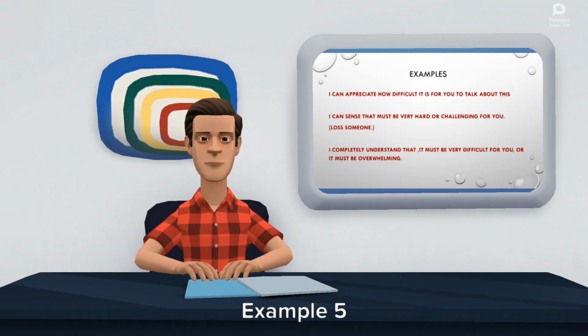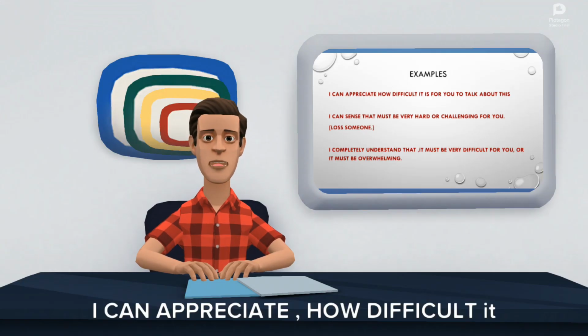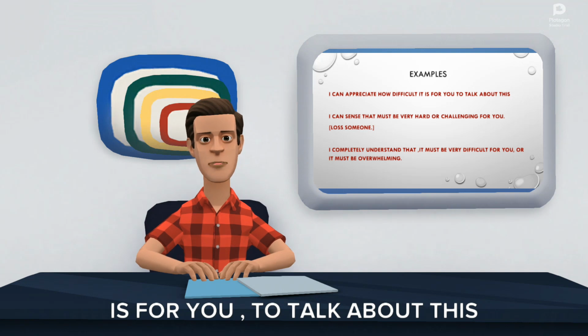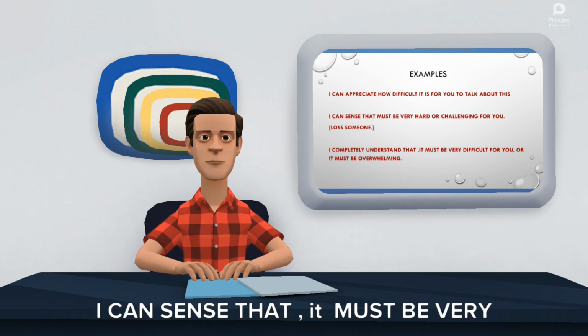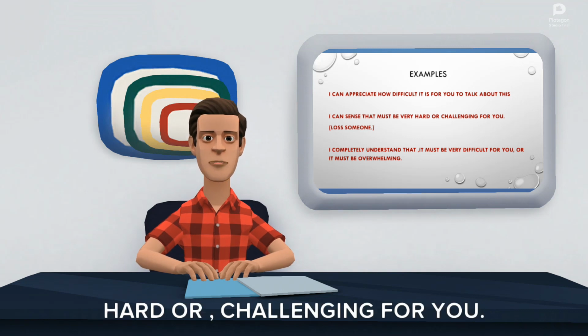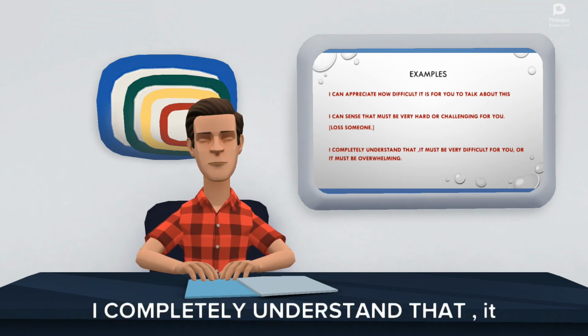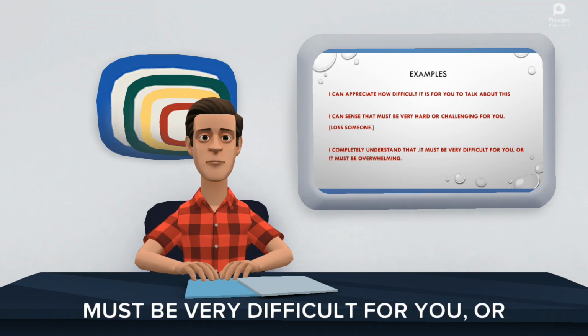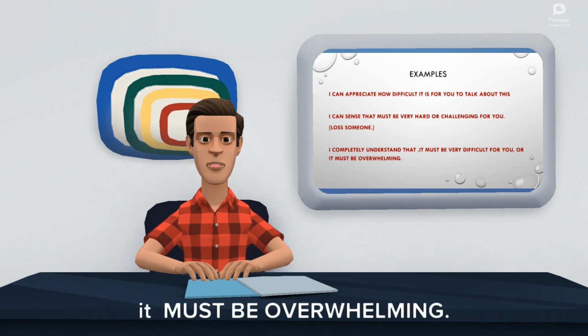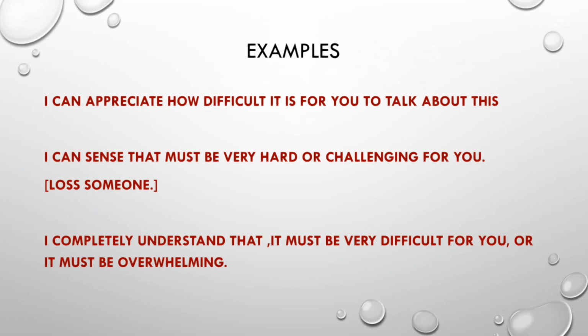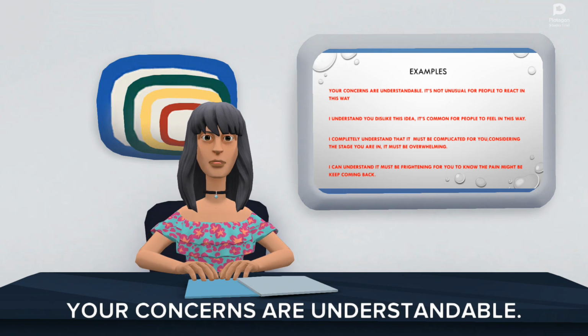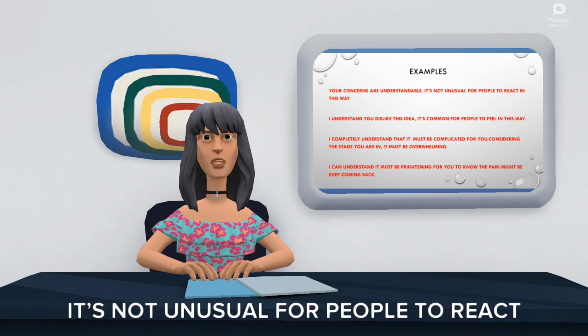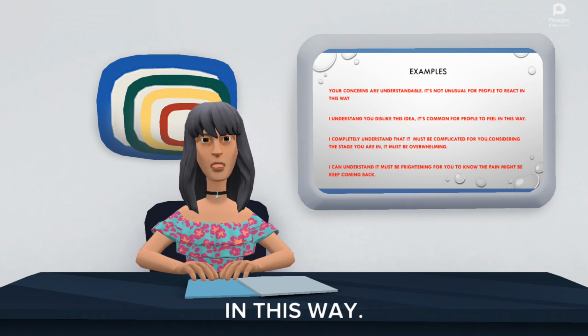Example 5. I can appreciate how difficult it is for you to talk about this. Example 6. I can sense that it must be very hard or challenging for you. Example 7. I completely understand that it must be very difficult for you, or it must be overwhelming. Example 8. Your concerns are understandable. It's not unusual for people to react in this way.